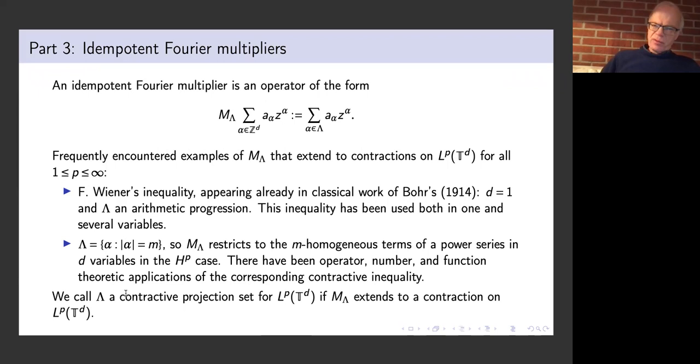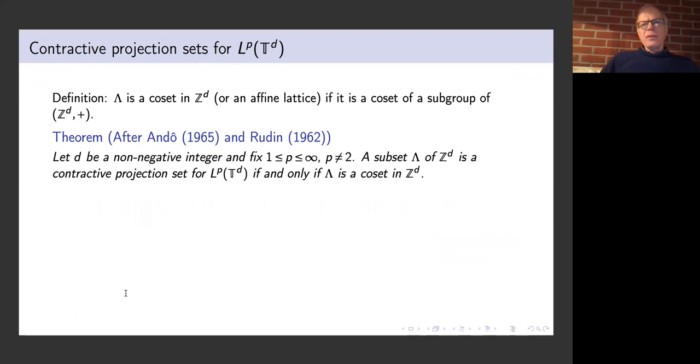Okay, so let me tell you what is known about this. So I use a terminology introduced by Rudin. I say that lambda is a coset in ZD, or people also say it's an affine lattice, if it is a coset of a subgroup of the whole lattice. So it's just a subgroup that you have moved away by some shift. And if you look at old papers by Andu and Rudin, you can extract from that the following result, that if P is different from 2, a subset of ZD is a contractive projection set if and only if lambda is a coset in ZD.